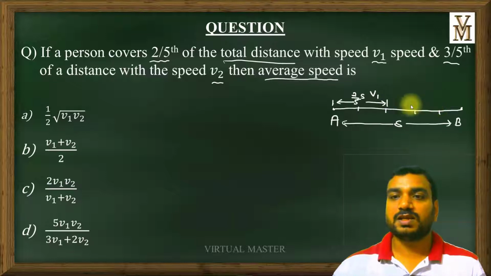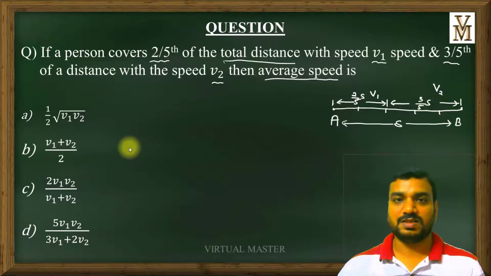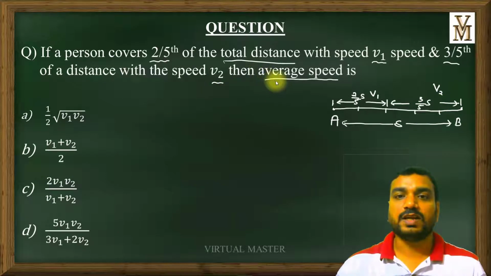Similarly, the person is covering the next 3/5 of the distance with speed v2. That is, the distance between this point here and point B is 3/5 of S, and the person is moving with a speed v2 to cover this distance 3/5 into S. Now we have to find the average speed of the person.